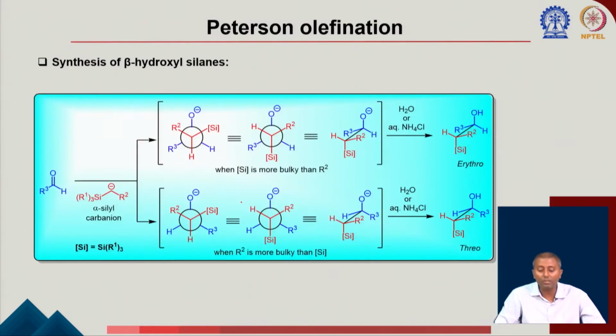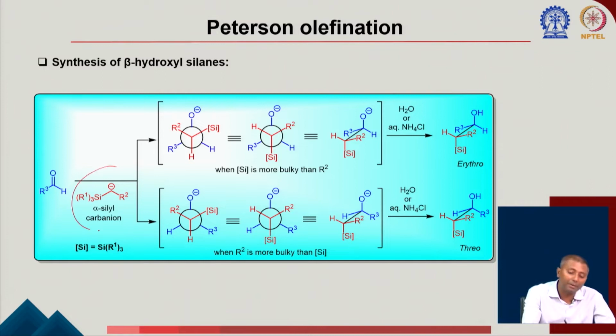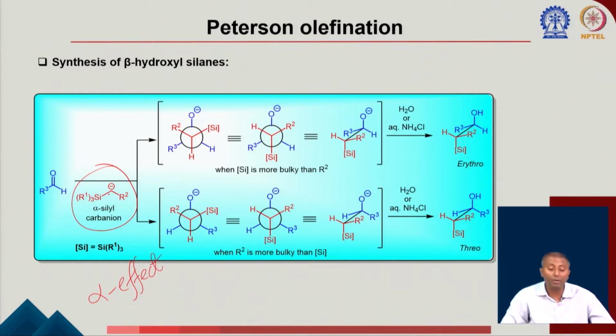So last class I talked about the Peterson olefination, and one of the things which I didn't go into deeper is the generation of the alpha silyl carbanion. From the alpha effect, you can understand that this corresponding carbanion is going to get stabilized, because there is a sigma star and this non-bonding interaction, correct? Because of the electron donation to the sigma star, this carbanion is stabilized.